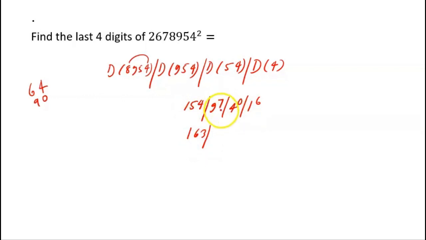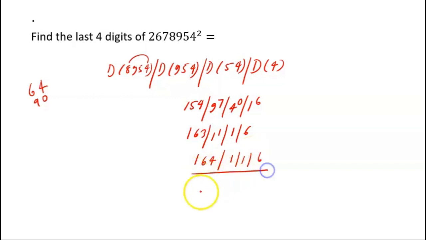This 4 will move to this side, so 7 plus 4 will become 11, so I will write 1, 1. This 1 will be added to 0, so it will become 1, and then this 6 will remain as such. Now one more adjustment is needed, so this 1 will be added, it will become 164, then 1, then 1, and then 6. So what are the last four digits? The last four digits are 4, I remove the slash, 1, 1, 6. So if you write the square of this number, the last four digits will be 4116.